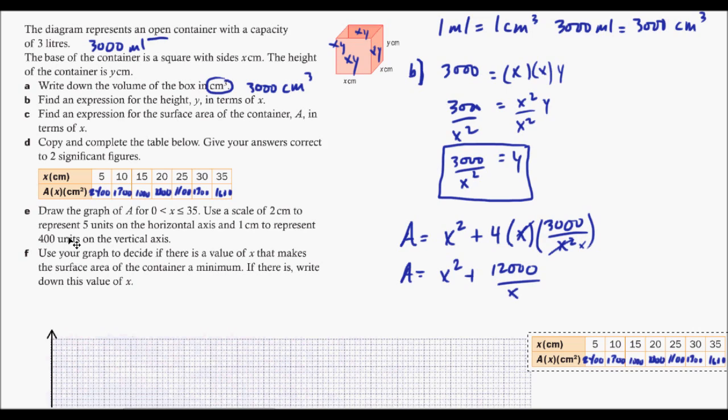It says draw a graph for A, where x goes from 0 to 35, using a scale of 2 centimeters. This is key, man: 2 centimeters to represent 5 units. So that's 2 boxes, and then 1 centimeter to represent 400 units.